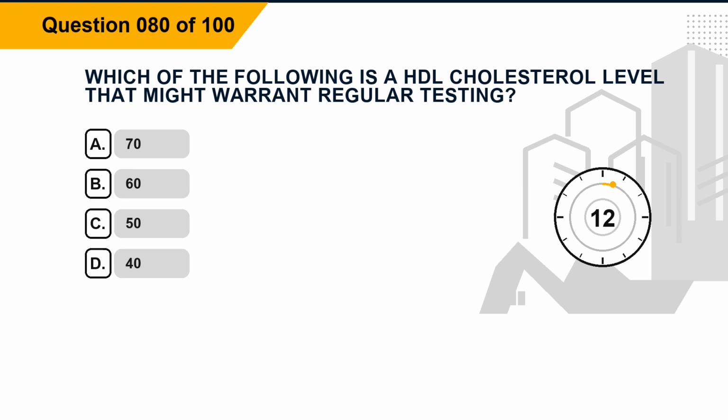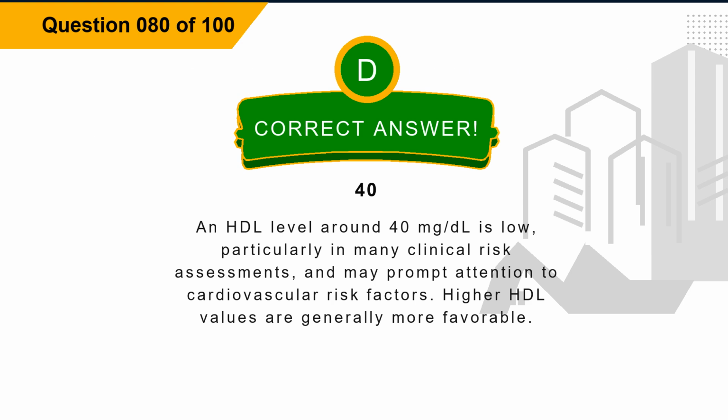Question 80. Which of the following is an HDL cholesterol level that might warrant regular testing? Option A, 70. Option B, 60. Option C, 50. Option D, 40. The correct answer is option D, 40.